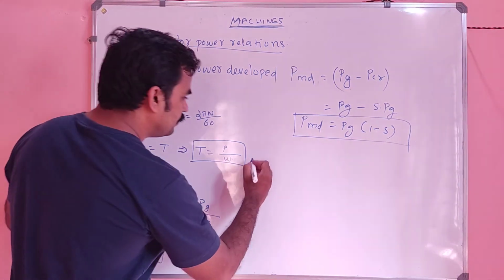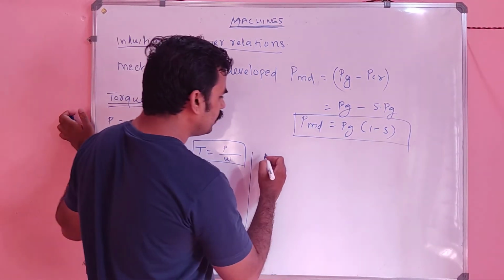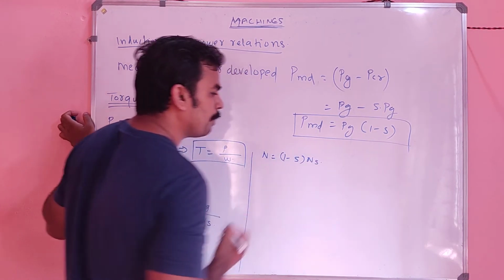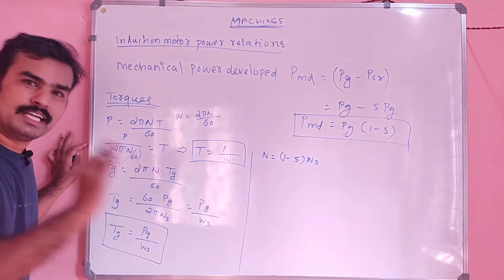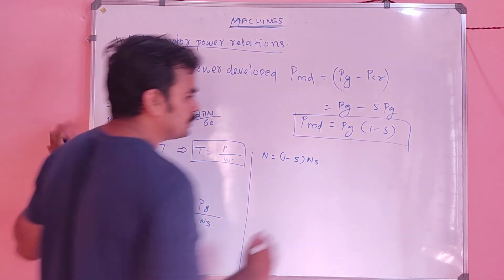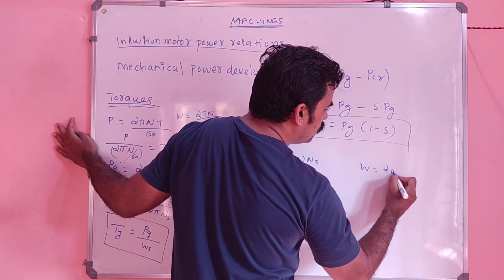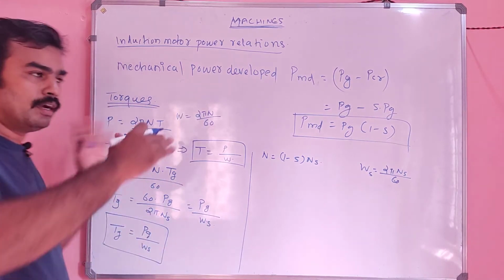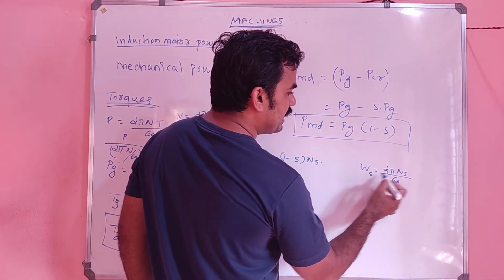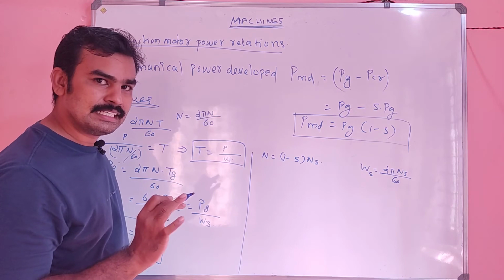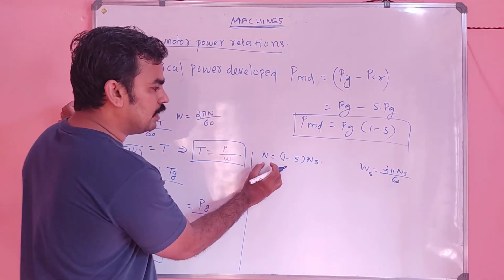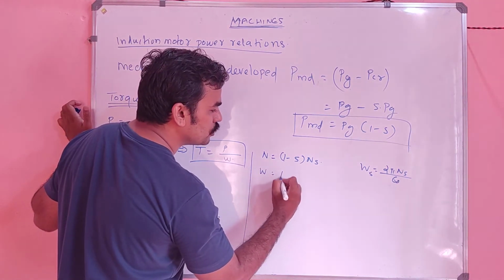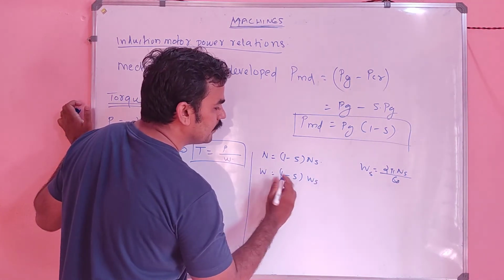And we have N is equal to (1 minus s) into Ns. This is the general equation for rotor speed, correct? We have omega equal to 2 pi N by 60, or omega s equal to 2 pi Ns by 60. That means omega is directly proportional to N, so any equation which is apt for N can be utilized for omega also.